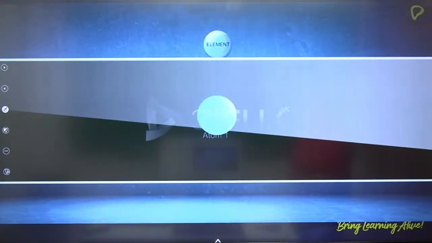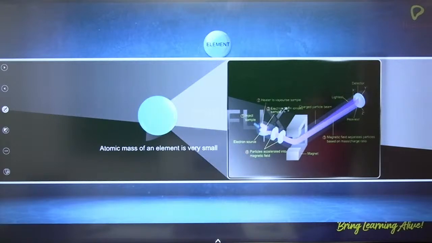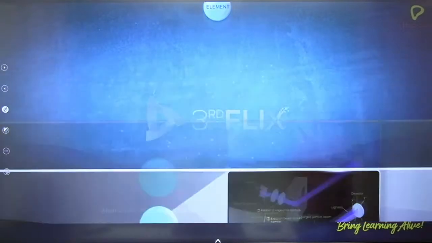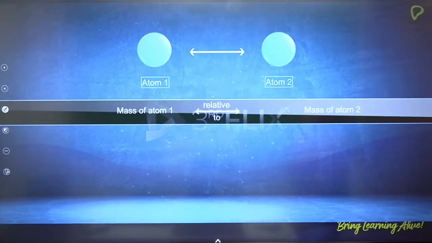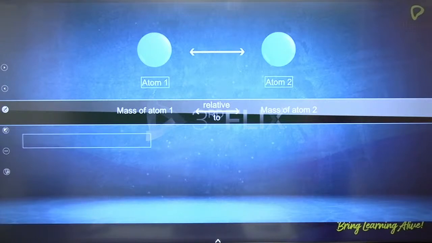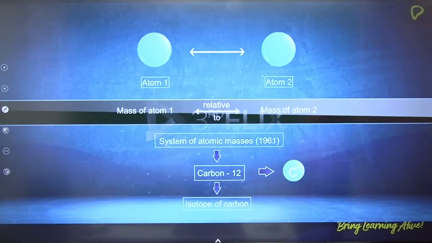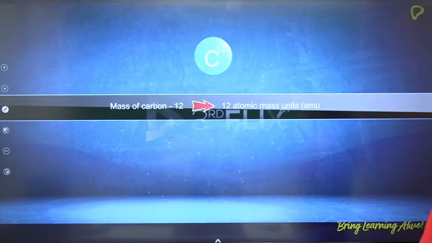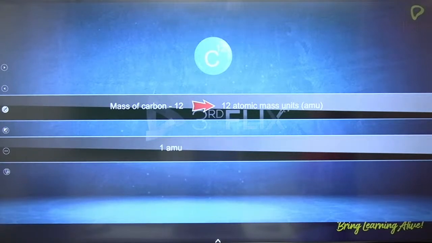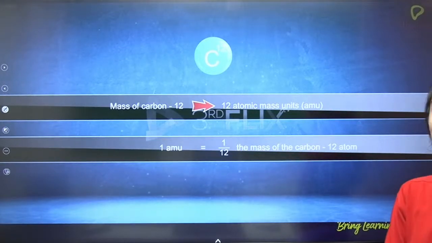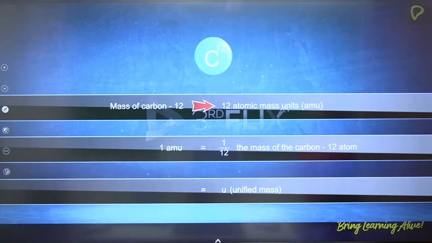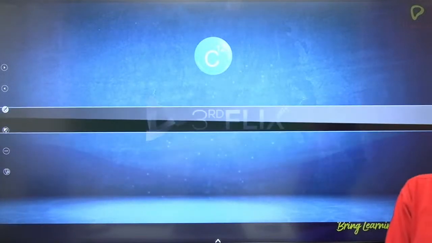If I talk about atomic mass, the atomic mass of an element is very small, so we can determine it by mass spectrometer. If there are two atoms, atom 1 and atom 2, and I want to calculate the mass, I have to take them as a relative mass. The system of atomic mass was given in 1961, and carbon-12 was considered the relative atom. Here the mass of carbon-12 means 12 atomic mass units, that is 12 amu. AMU stands for atomic mass unit. 1 amu is 1/12 of the mass of carbon-12.